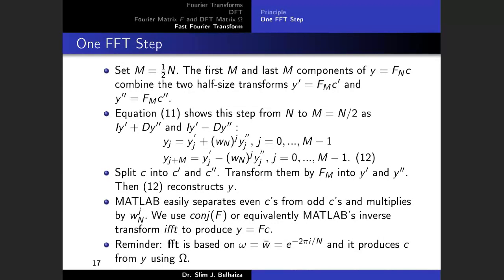We use MATLAB to do this. Okay. So this completes section 3.4.1 on the discrete Fourier transforms, and we can use them to transform a vector to coefficients and coefficients to a vector.